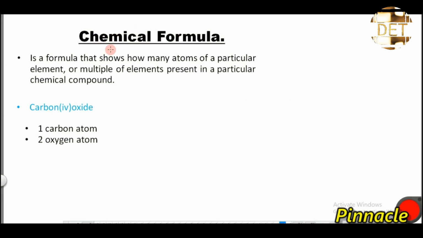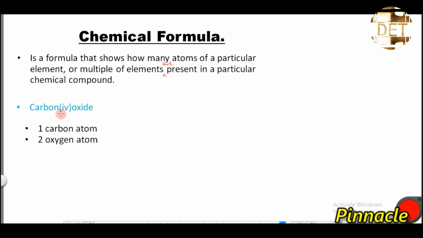Okay, in this video, we're going to look at chemical formula and how to write the chemical formulas of different compounds. So, what is a chemical formula? A chemical formula is a formula that shows how many atoms of a particular element or multiples of elements are present in a particular chemical compound.